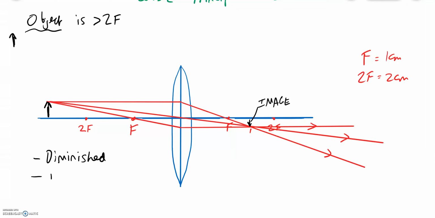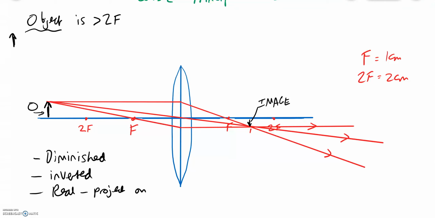It's also going to be inverted. That basically means upside down. You can see it's below the principal axis, whereas the object over here was above and pointing upwards. This one's below and pointing downwards. And because the light rays actually pass through that point, they don't appear to come from there. This is a real, not virtual image. You could project it on a screen.